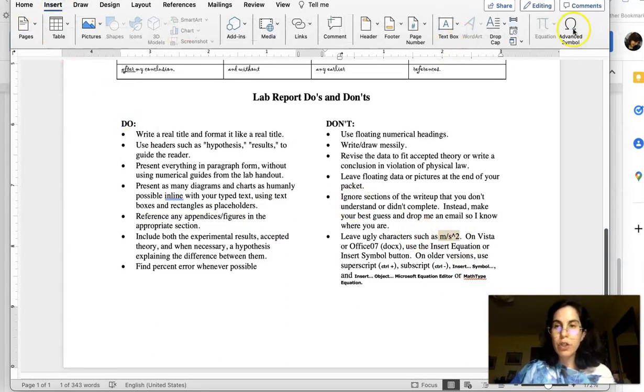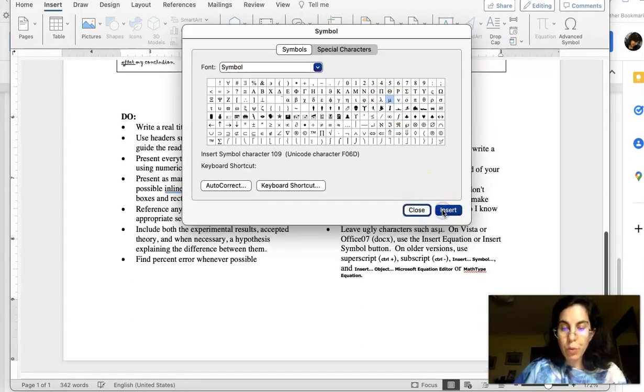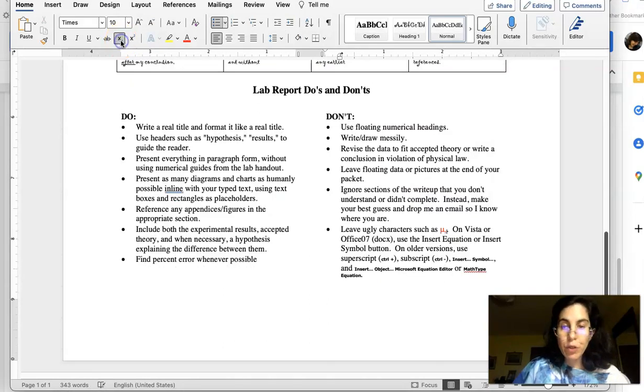This is 2022. Insert symbol works just as well in Google Docs and Microsoft Word. Find the one you want and use subscripts and superscripts to make your labels look nice.